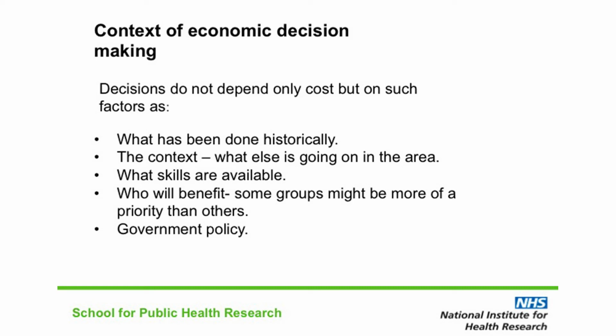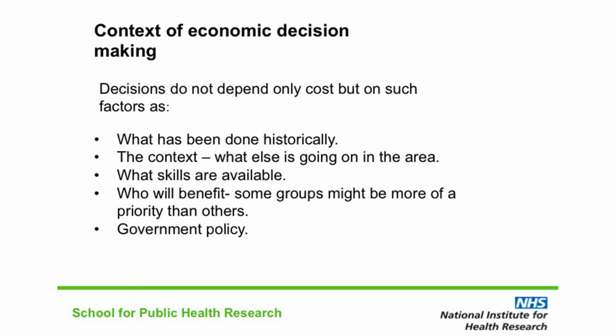A common example of this is when there's a decision made to close down or relocate a hospital for economic reasons, and this can prove almost impossible to do, as local people will campaign strongly against this. So that means that as well as looking at the cost and how many people benefit, you also have to think about the context of where the resources are being allocated. So you think about what's already going on in this area, what has happened in the past, and what skills are available, as well as who will benefit from the resources.